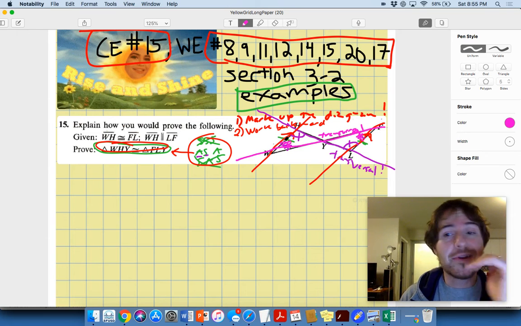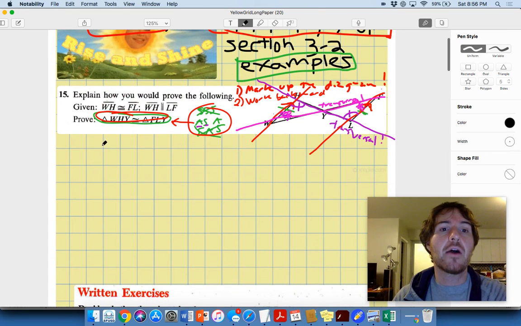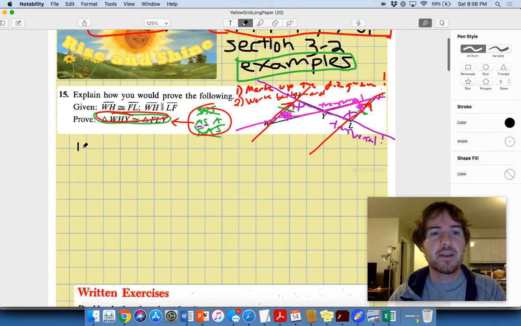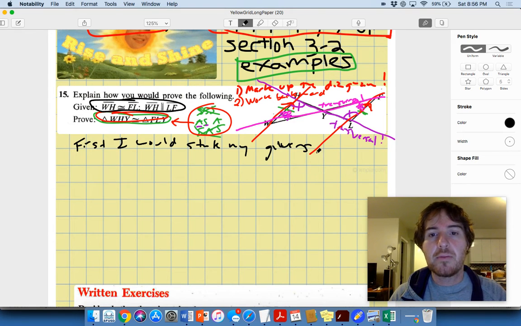Okay. So, anyways, now we need to just break it down here. So let's go ahead and just summarize this so we can get this down here as how I would do this. How would you prove the following? Well, let's see here. First, I would state my givens, which is this right here.